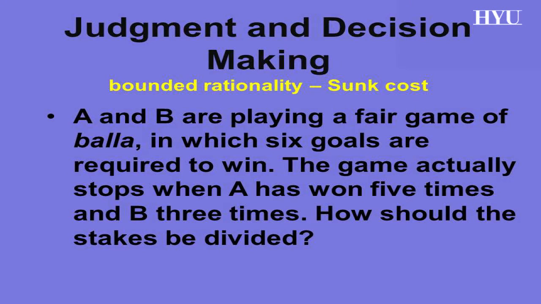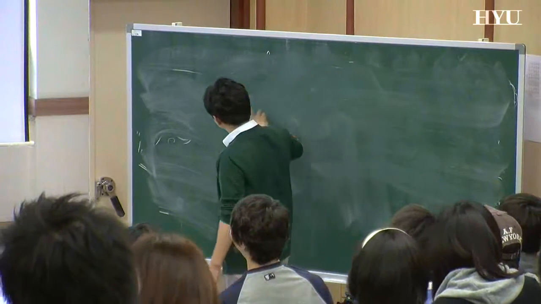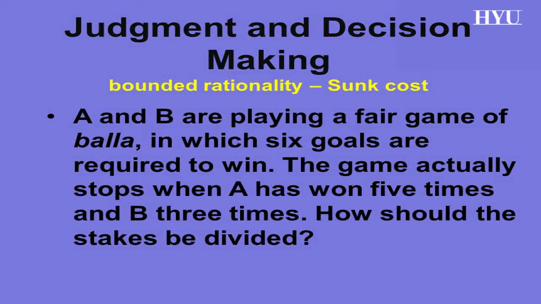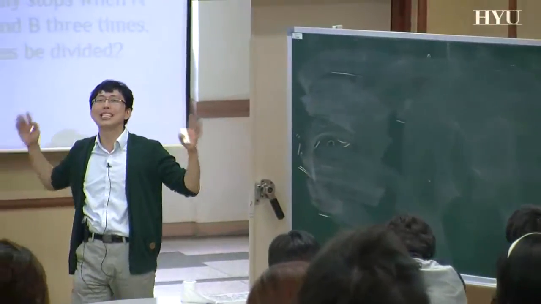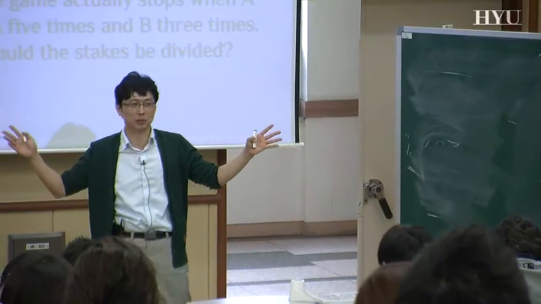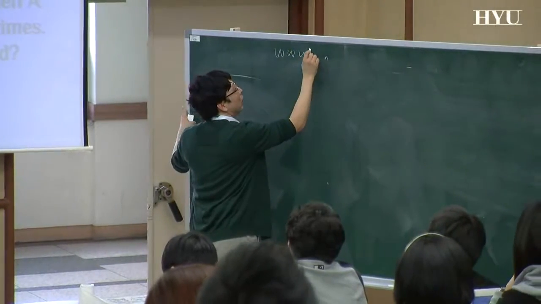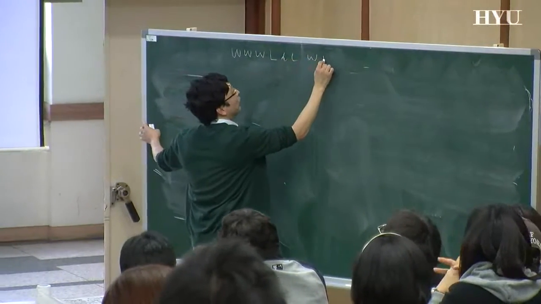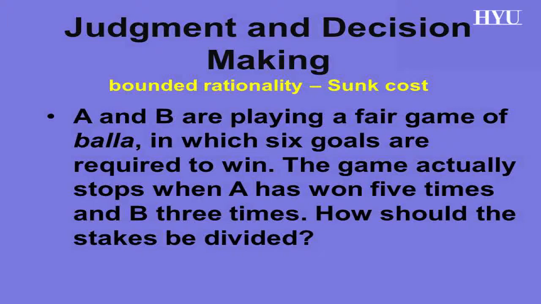This one, sunk cost, again. Sunk cost is a very interesting topic for seeing our decision making, the wrong decision making. This one is called the Bella game, but it's simple, okay? If you win this game, in total you have to win 7 times.